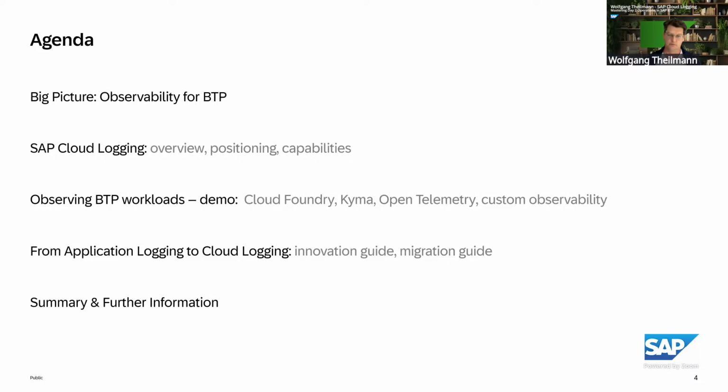I'll show you really how to observe Cloud Foundry applications, CAP applications, how OpenTelemetry, I will tell more about that later, plays in here, but also how you can extend your observability solution with custom means, with custom dashboards, custom insights. After that, I will bring you on a journey from application logging, which is a service we are already offering for almost 10 years, and how you can go from that one to the next generation Cloud Logging, which is the focus of today, mainly by giving you insights into the so-called innovation guide, but also the migration guide. And last but not least, we'll conclude with a summary and some further information links.